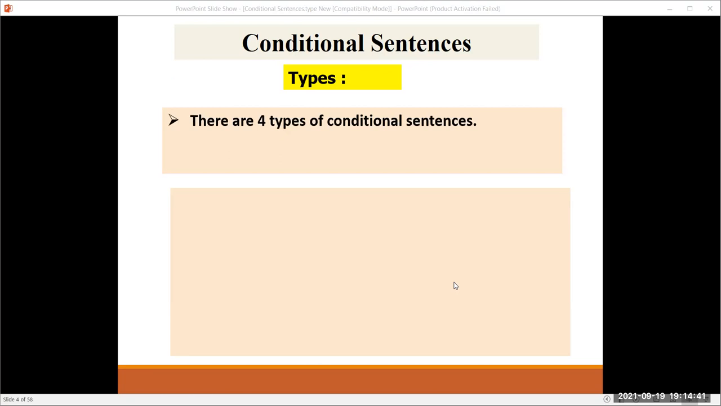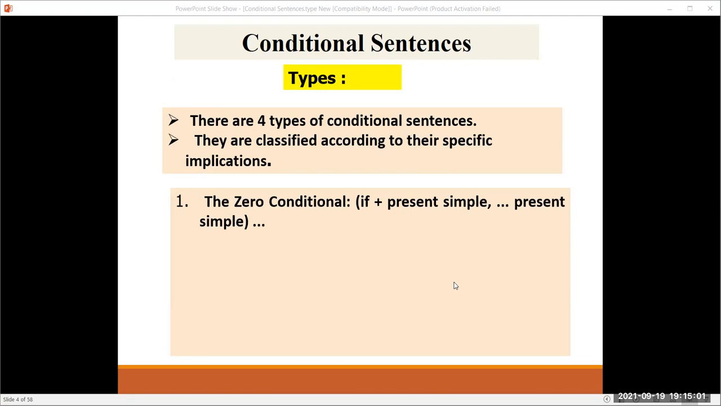Now talking about types of conditional sentences. These conditional sentences are classified, grouped or categorized according to the functions they perform or the impact they have. Let's see what are the four conditional sentences. At number one, we have the zero conditional. In zero conditional, in the if clause and in the main clause, both cases, we use simple present tense.